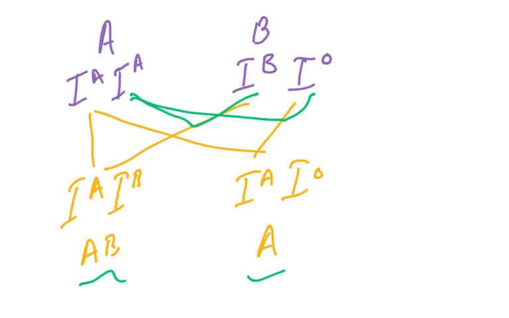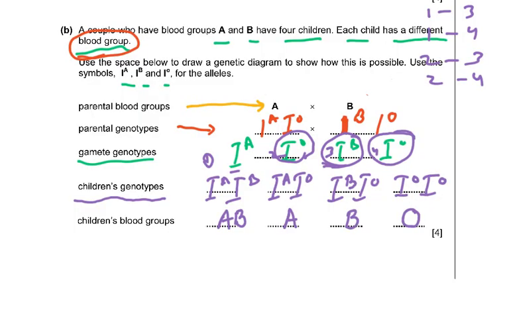Children can be, but in the question it said four blood groups. If the question had said two blood groups, then of course this was correct. You could have done this. But this question was each child has a different blood group. So that is why the answer to this was different.